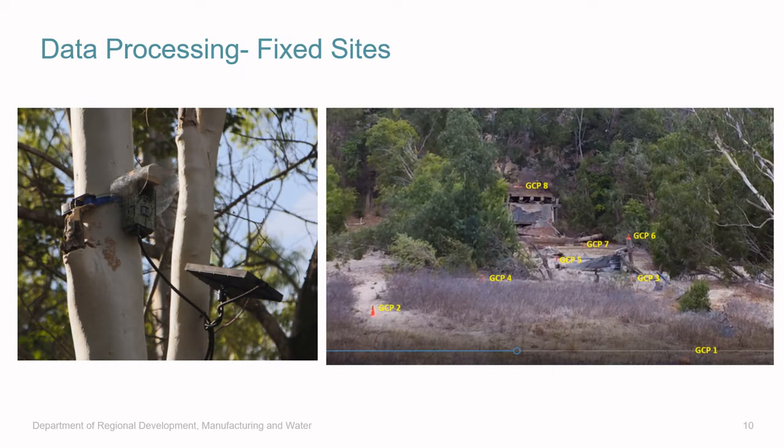This is just an example of one of our fixed sites. This is the ground control point layout on the right. Any type of image velocimetry that you're going to use requires some sort of orthorectification and some sort of scanning of the pixels. So the process, whether in STIV, is the same as in LSPIV software.